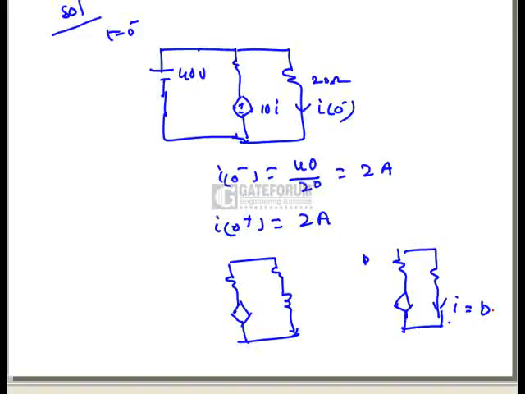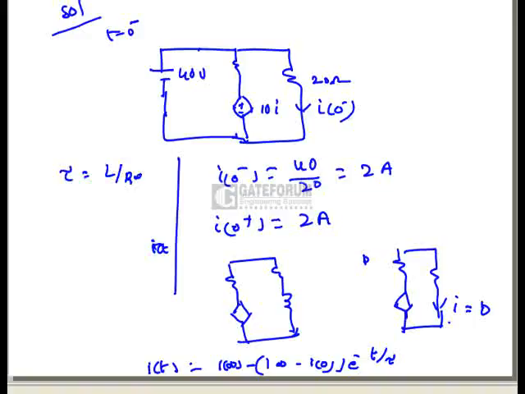And we know the formula for the current: i of t equals final value plus initial value minus final value into e power minus t by tau. That means i of t equals i of infinity plus i of 0 minus i of infinity into e power minus t by tau, where tau is the time constant of the network. I am writing here tau equals L by R equivalent. Now we have to find out R equivalent in this network. That is a very important thing.